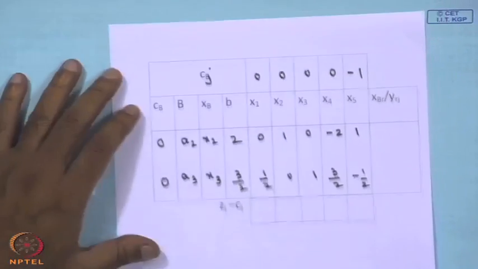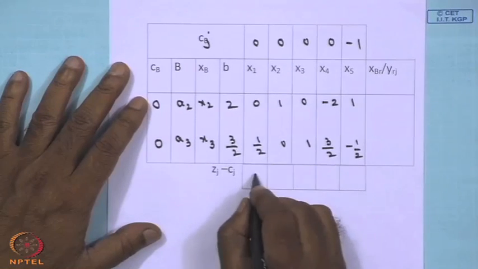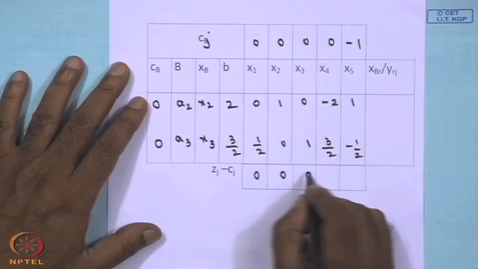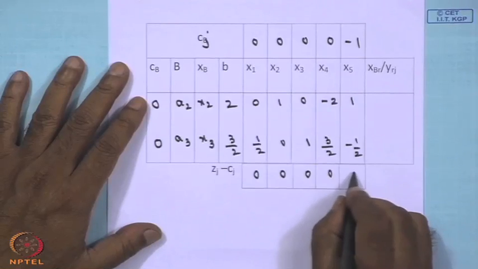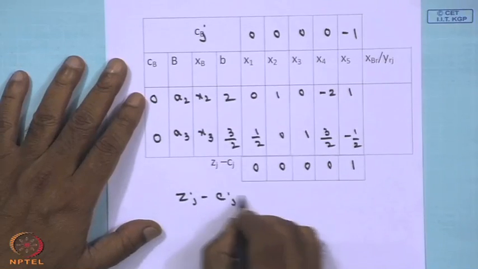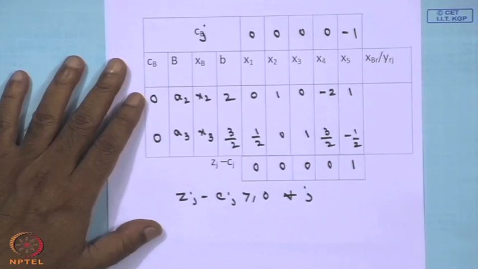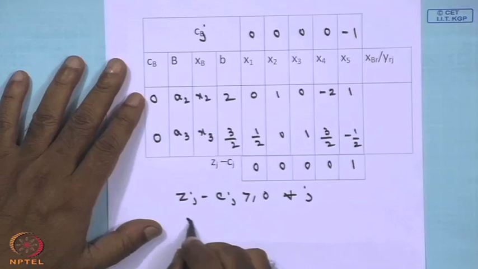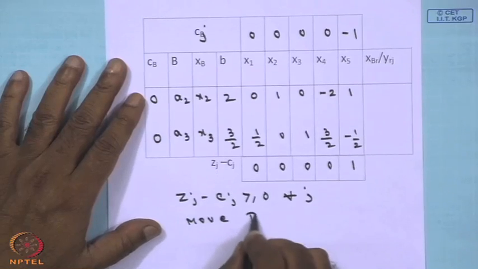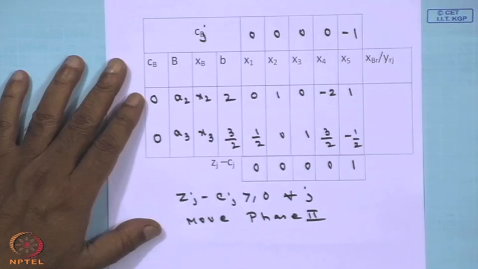So, now calculate the Zj minus Cj. If you calculate it, you will find 0, 0, 0, 0 and 1. So, now Zj minus Cj is greater than equals 0 for all j for this case. So, now we can move to phase 2, since all Zj minus Cj is greater than equals 0.